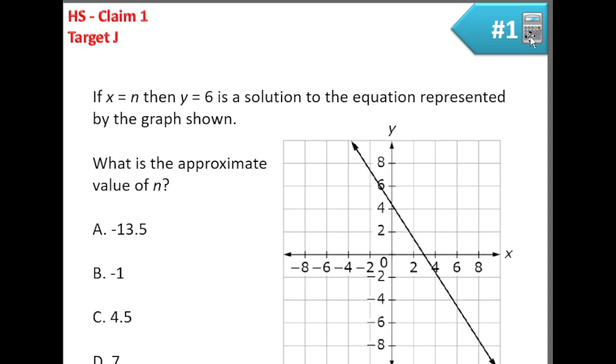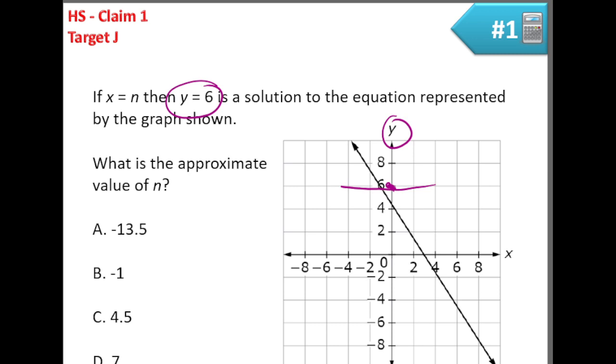So if x equals n, then y equals 6 is a solution to the equation represented by the graph shown. What is the approximate value of n? So this one it's not super difficult, I believe. All you need to know is y equals 6. Where's our y values? Our y values are right here. And let's look at where 6 is. 6 is right here.